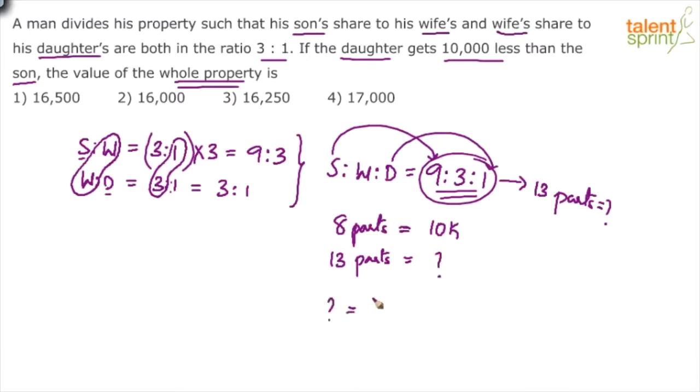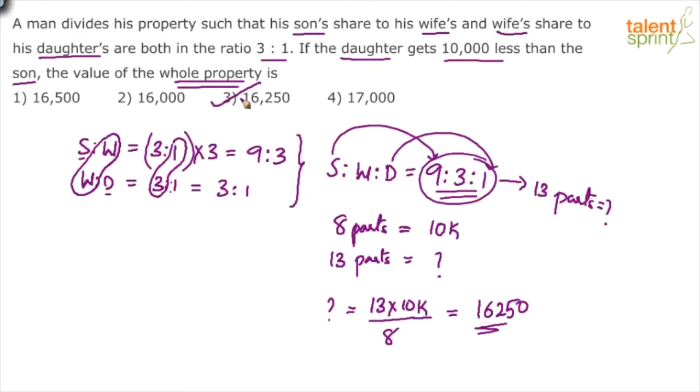So the answer to this one will be 13 into 10,000 divided by 8, right? 13 into 5 by 4 or 13 into 1.25, right? So that comes out to be how much? 16,250, right? 16,250 rupees. Option 3 has to be the answer, right? 1,30,000 divided by 8.